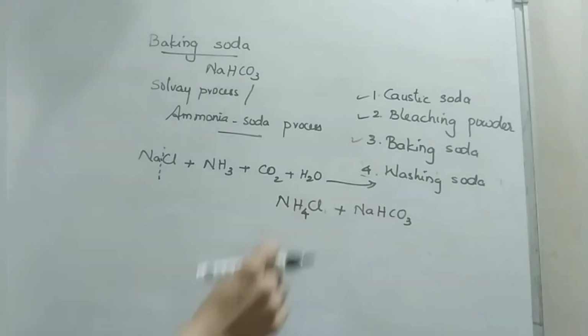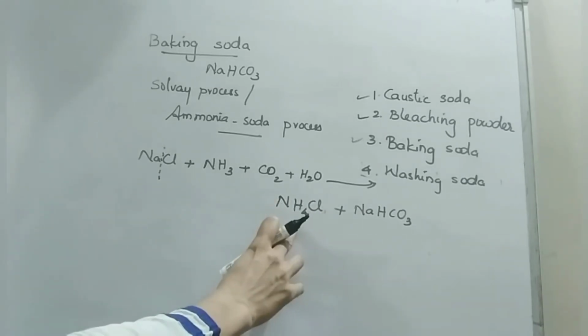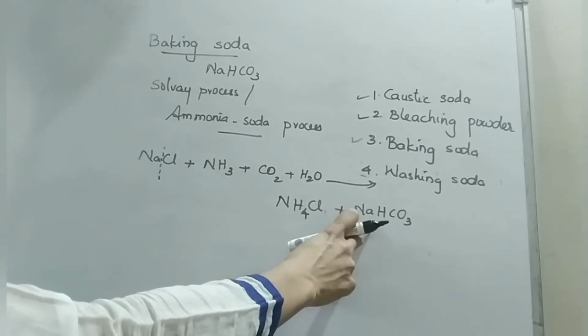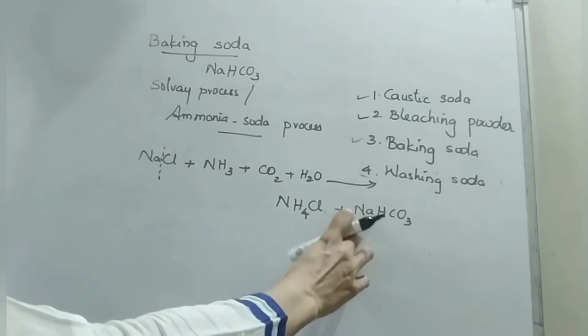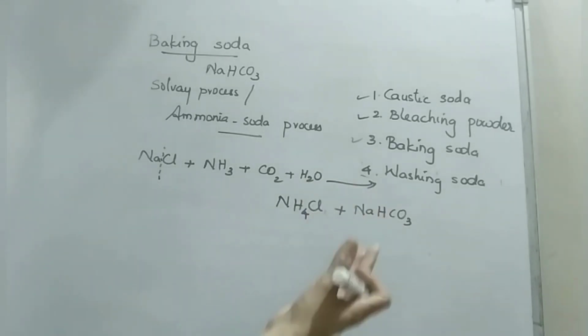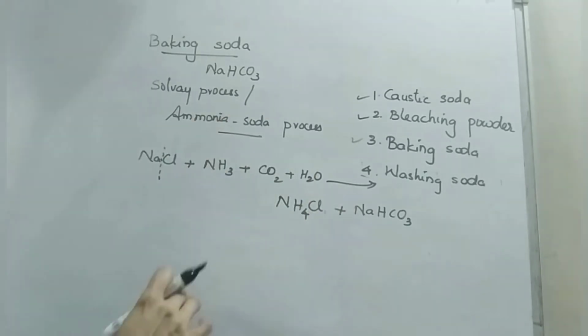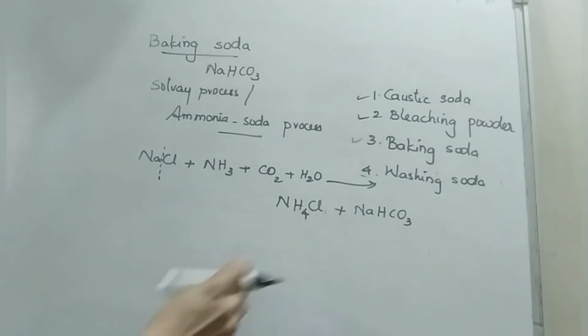This is the method. And in the process, this ammonium chloride is highly soluble in water, and this sodium bicarbonate is sparingly soluble in water. Hence, this sodium bicarbonate or baking soda separates out as a solid. It is filtered and dried. In this way, we can separate out the baking soda. After drying, we get a white powder.